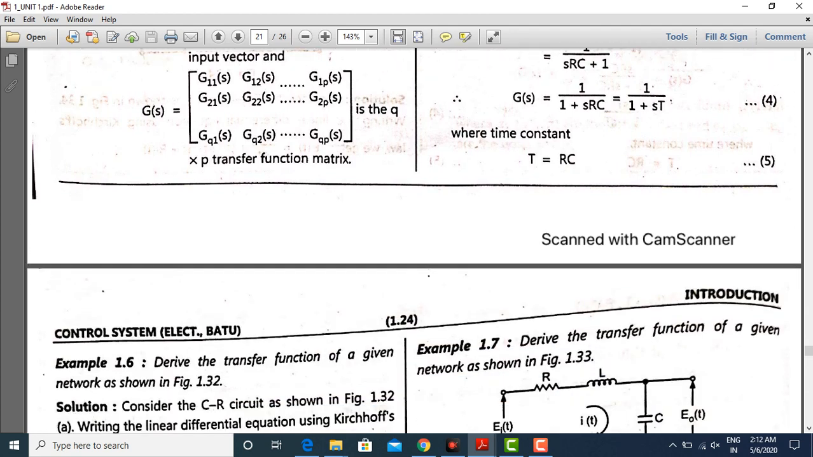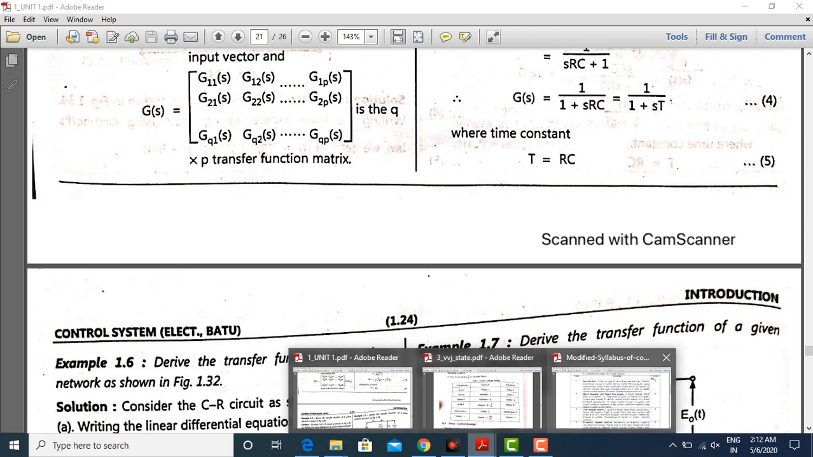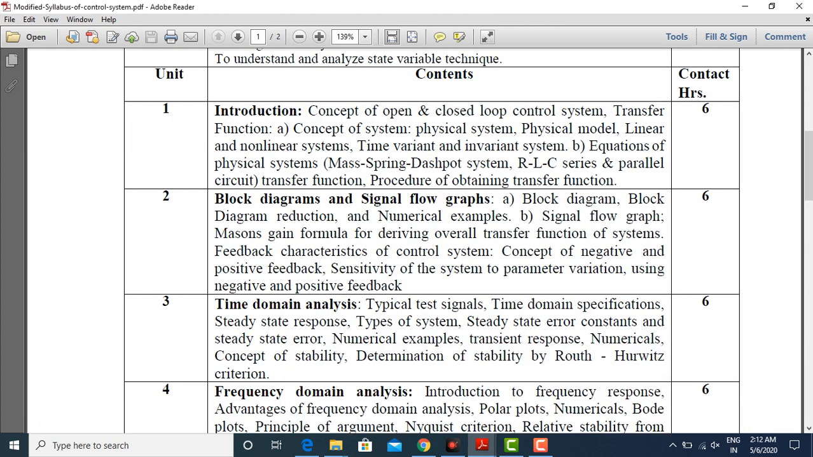Now what we have discussed is very simple. The concept of open and closed loop systems: it is more than sufficient if you remember the comparison chart. The concept of system, we have already discussed this. Linear and non-linear difference, remember that chart. Time invariant and time variant systems, remember that chart. Equations of physical systems, refer to that colorful diagram, otherwise you can refer to the notes.